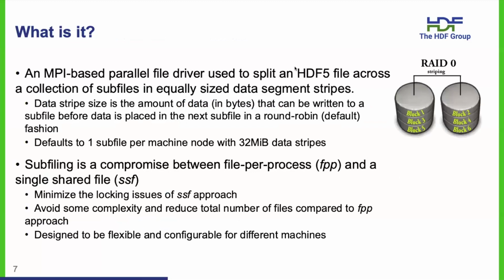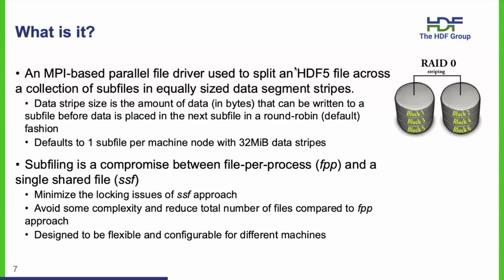But just generally, what it is, is an MPI-based parallel file driver that distributes a collection of subfiles of equal size in segmented strips. You can think of it as RAID 0 striping. So, for example, if you have two ranks, it would write the HDF5 file, split it between block 1 and block 2, and then go back to block 3, block 4, round robin. That's the default currently. And the default size of these blocks is 32 megabytes, and you can configure that to be different if you choose to do so.